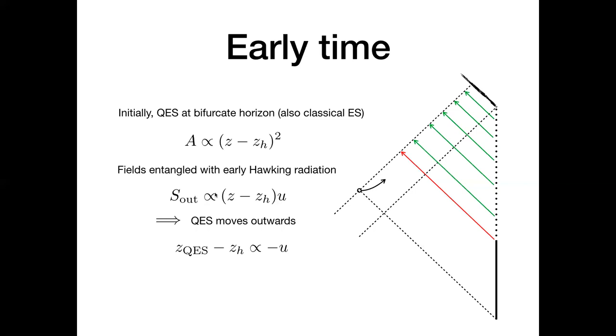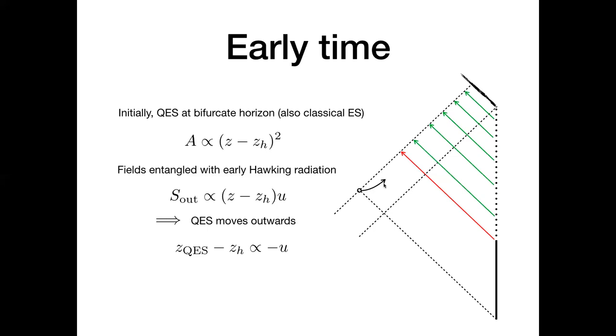So this means if I add up these two terms and extremize, we actually find that the quantum extremal surface, as time evolves at early time, starts to move outwards. And you can do all these calculations exactly and find what happens to this quantum extremal surface. But yeah, this is roughly what happens. So this is sort of not the most interesting case.